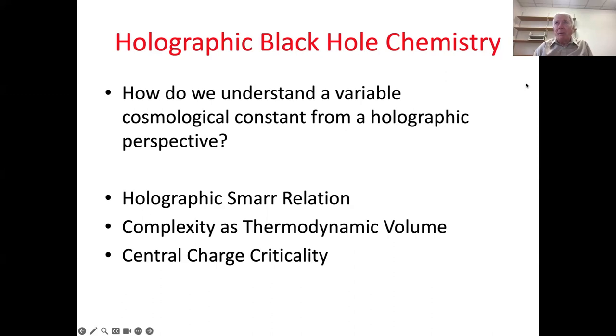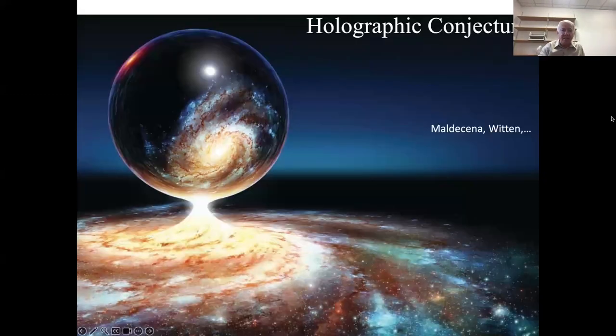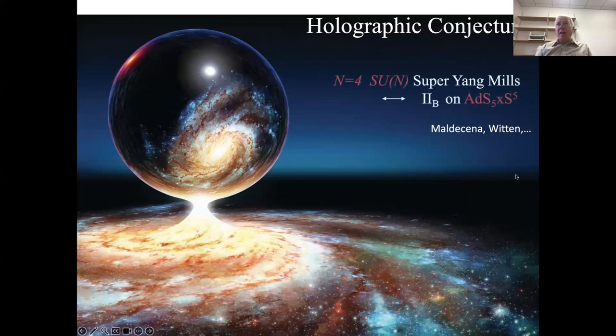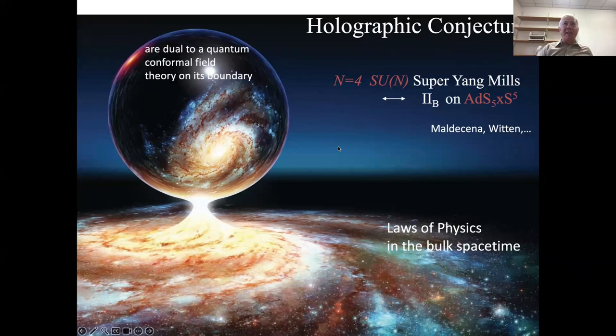Now, probably most people listening have heard this, but just in case, the holographic conjecture was formulated in the late 90s by Maldacena and Witten, first done for N equals 4 super Yang-Mills theory, being pointed out as dual or conjectured to be dual to a type 2B string theory on ADS5 cross S5. It led to this general idea that the laws of physics in the bulk space-time can be holographically projected onto a lower dimensional surface of this sphere, and in fact, onto a theory that is a quantum conformal field theory that has no gravitation at all. And this conjecture has led to literally thousands of papers being written.